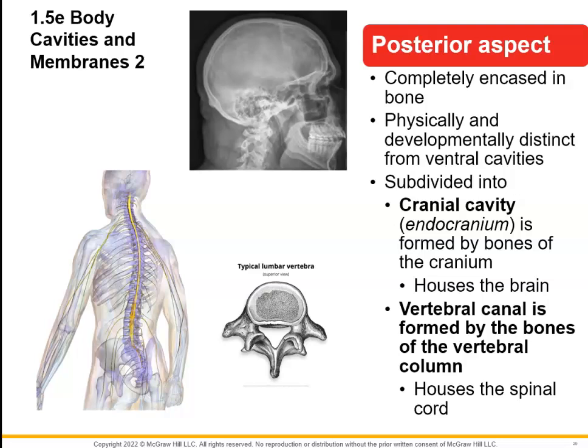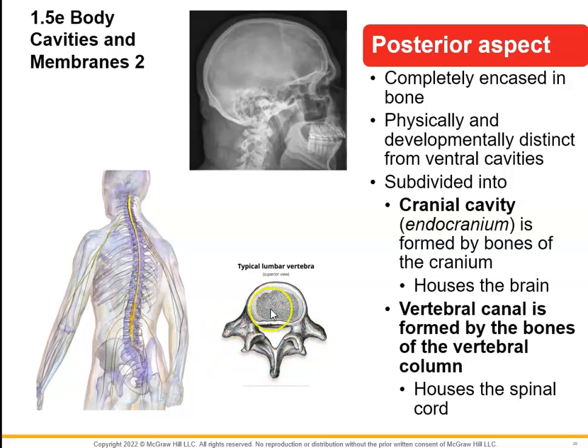The cranial cavity, also called the endocranium, is formed by the bones of the skull, and it houses and protects the brain. The vertebral cavity is formed by the bones of the vertebrae. Okay, so the vertebral column is made up of individual vertebrae.